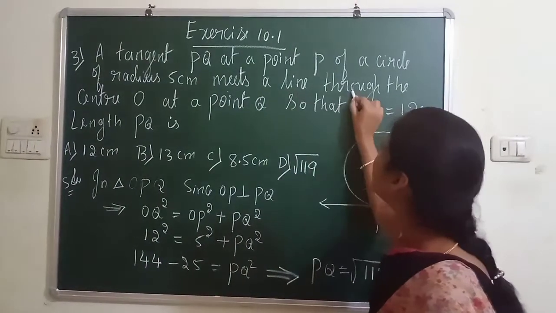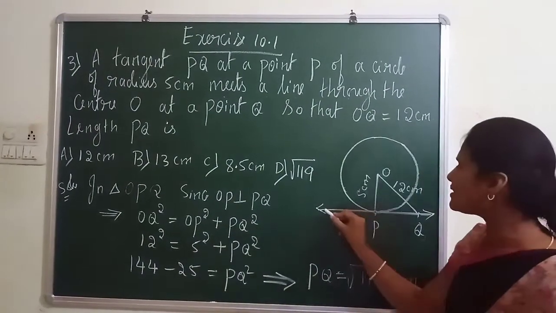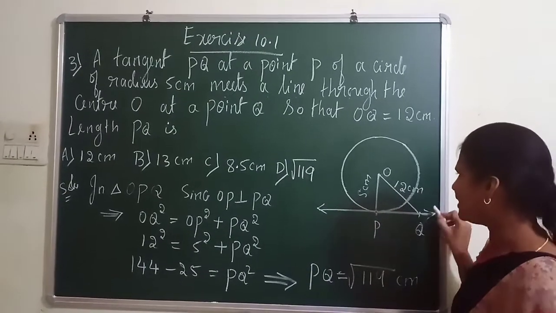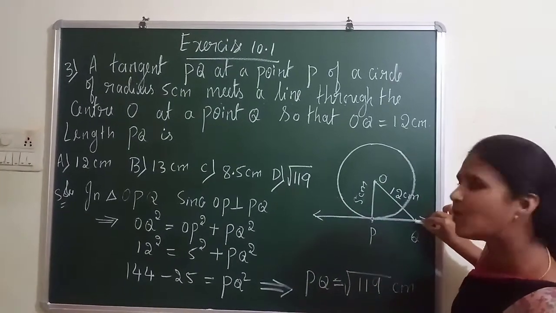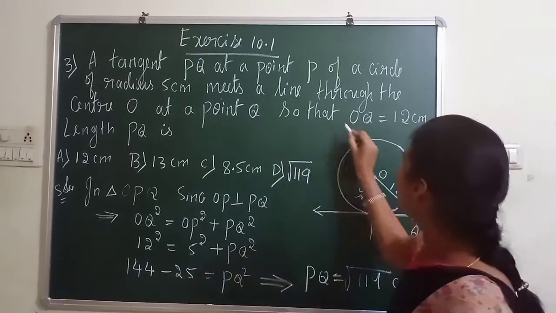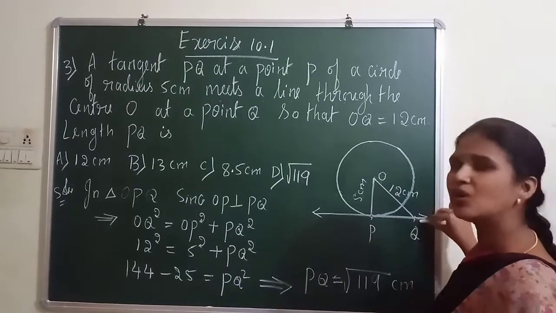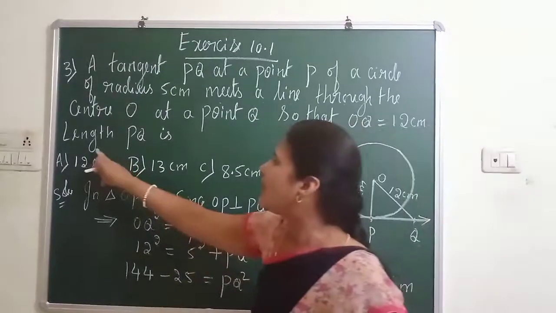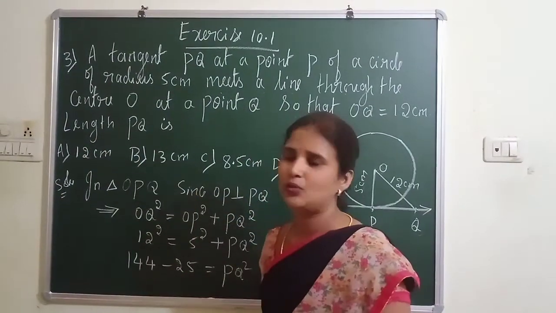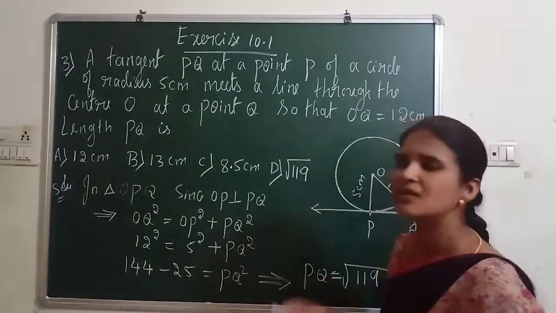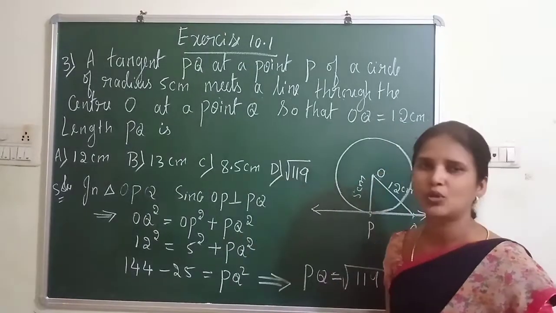Meets a line through the center O. Meets a line means this line meets through the center O at a point Q, so that OQ is 12 cm. Given OQ is 12 cm, I need to find the length of PQ. Options are given here, 4 options. Now let us find which is the correct option.